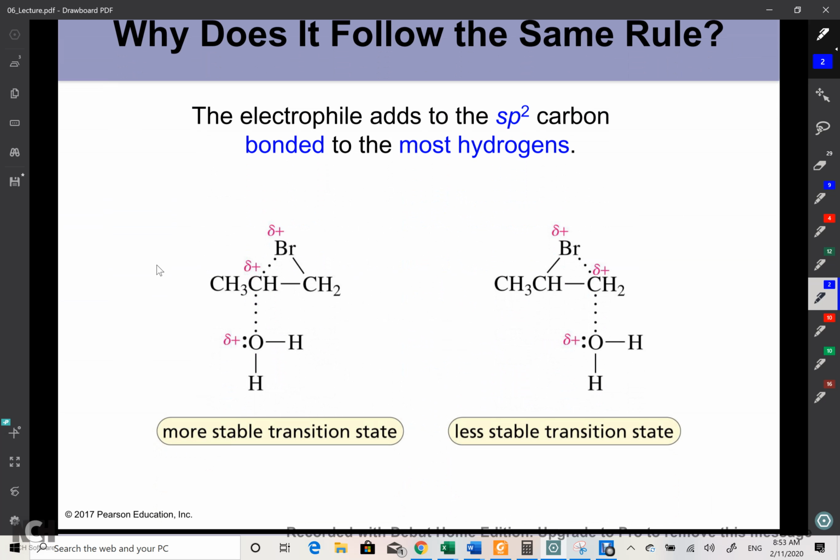Why does the water attach to the more substituted carbon? Simply because when it connects at the transition state to the more substituted carbon, it stabilizes the transition state. Remember, when the transition state is stabilized, the reaction goes faster. Compared to substituting it on the less substituted carbon, the transition state is destabilized and the reaction takes time to go. Does that make sense? So everything has to do with the stability of the transition state. The transition state is stabilized when it connects to the more substituted carbon.